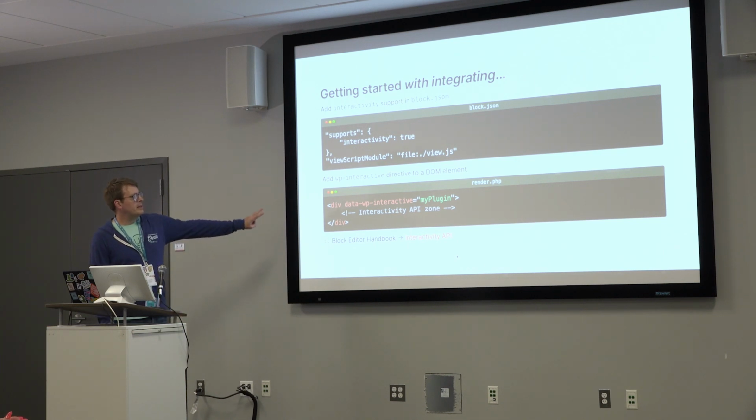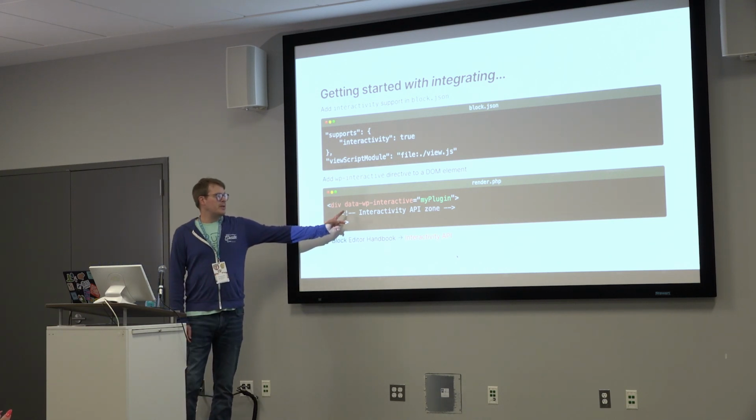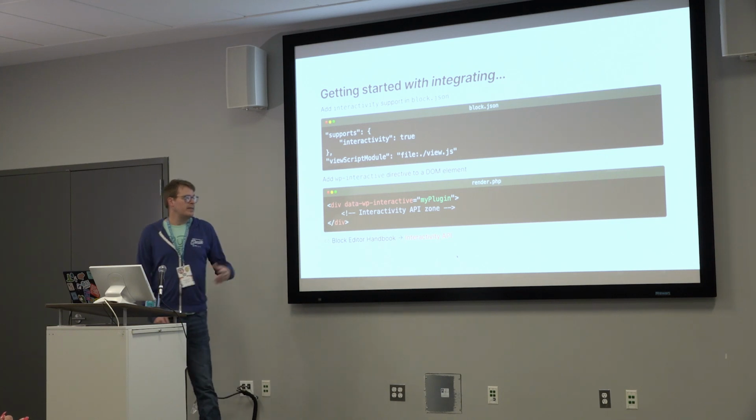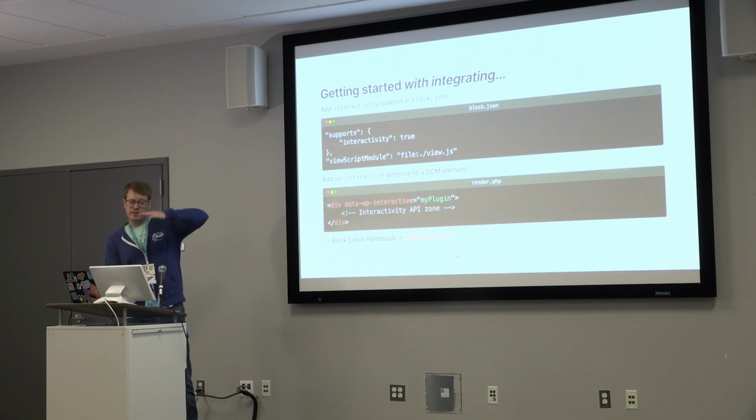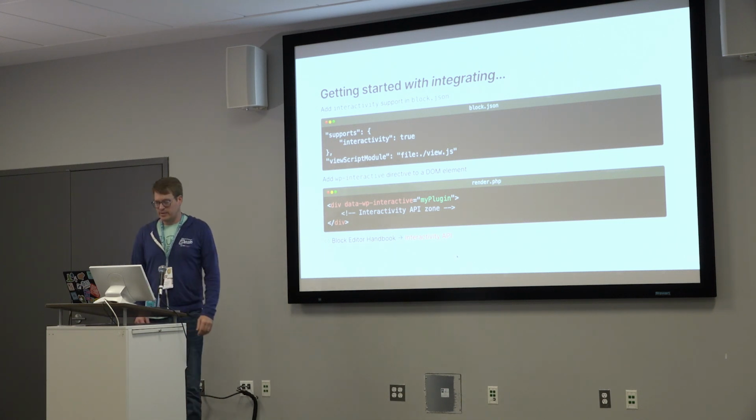And then usually in your block, you would have a render.php. And by putting this new directive, data-wp-interactive, and then your namespace, you're saying anything in this island of code, everything inside of it will be interactive.